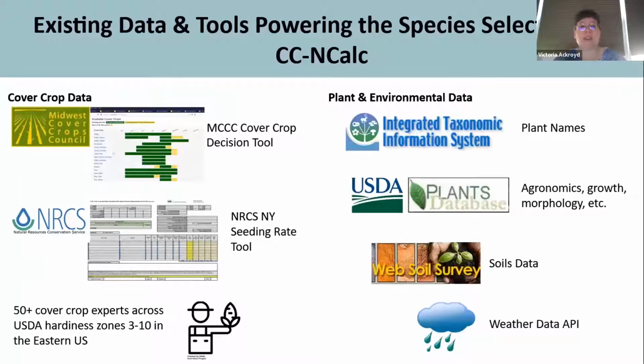Right now, there's a lot of existing data and tools that are underlying the species selector and the nitrogen calculator. We absolutely do not want to reinvent the wheel with these tools, and we absolutely do not feel that it's necessary to reinvent the wheel. Let's not throw the baby out with the bathwater here. So, for example, the species selector has pulled from existing cover crop council tools. It's pulled from existing NRCS tools, such as Paul Ceylon's seeding rate calculator he's put together.